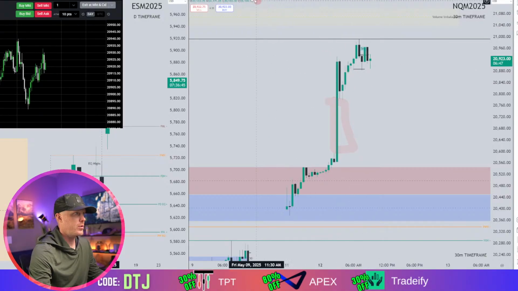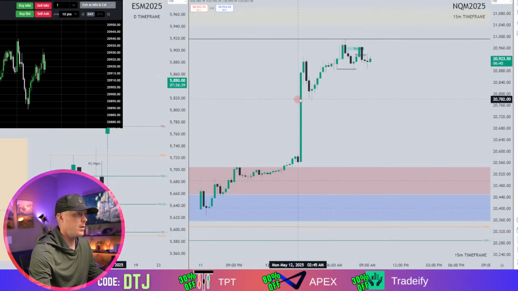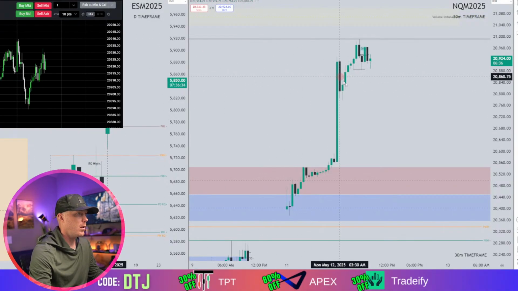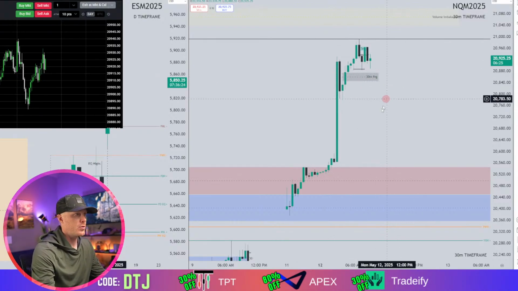If we don't want to retrace down to that, we will retrace down to, let's go back to the hourly here. No, I don't like the hourly. I like the 15-minute better. We will retrace. Let's go to the 30-minute. We will retrace down to this 30-minute. So that's kind of what I'm looking at, is it retracing here.